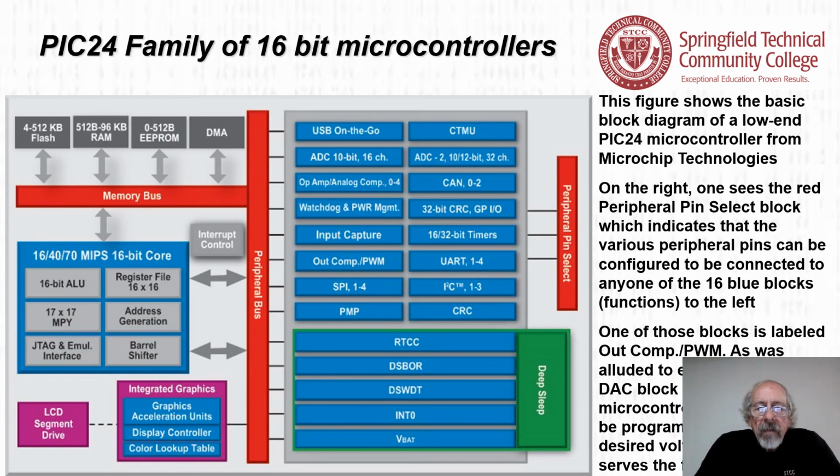Now here's the same figure we had before, the PIC24 microcontroller. We already talked about what that red block does. It picks out which one of those 16 blocks in blue operates, and you might notice that there is no D to A converter there, no DAC. However, there is, if you look in the left-hand column, about 3 from the bottom, an out comparator / PWM. So this output comparator, PWM, as I alluded earlier, there's not a DAC block for this, but the PWM can be programmed to output a desired voltage and thus serves the function of a DAC.